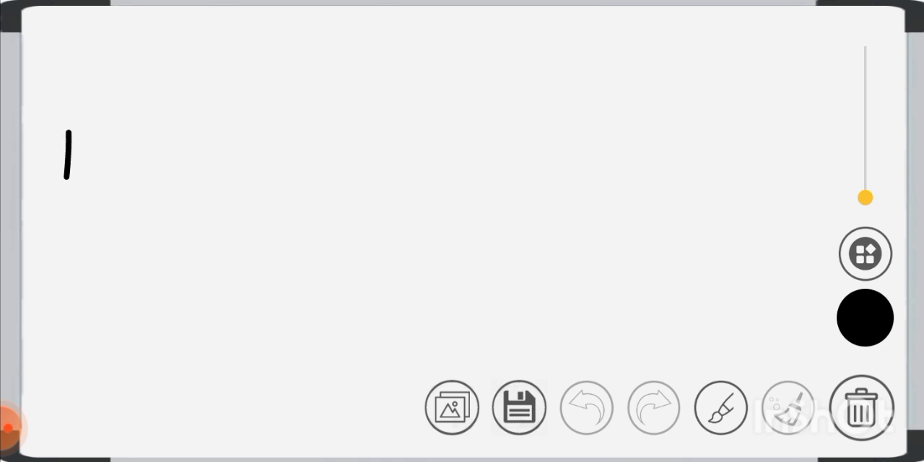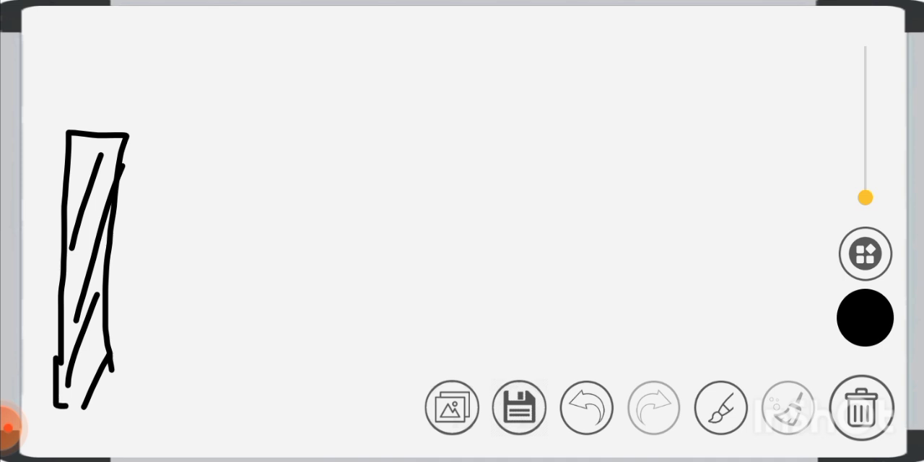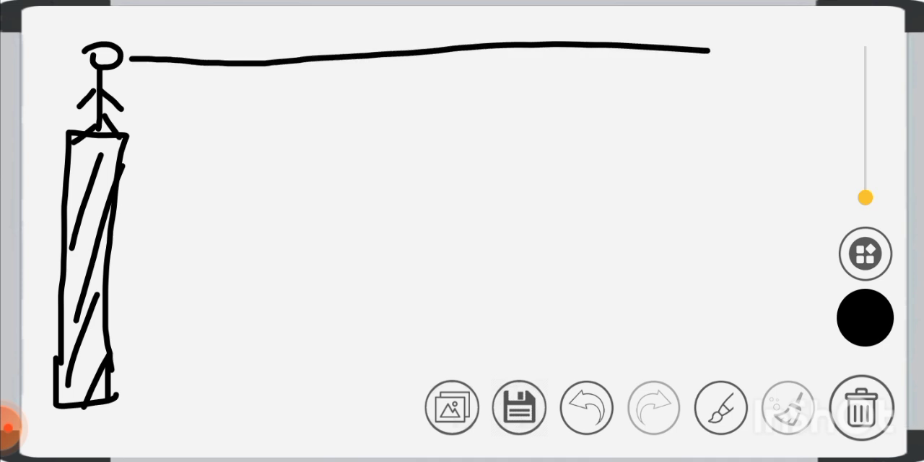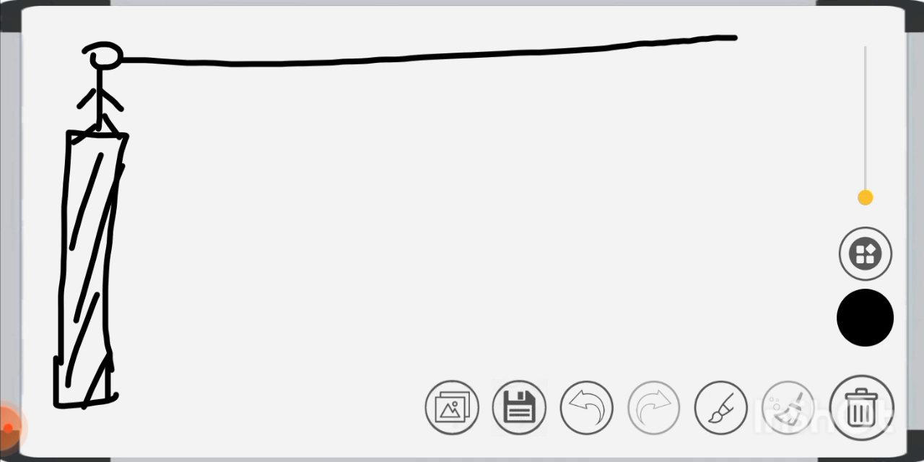Now, let's assume we have a very big tower in this place. Then somebody is on top of this tower. Now, two things can happen. This person can either be looking straight. If the observer is looking straight, there's no angle between this observer and the horizontal. So there's no angle of elevation and there's no angle of depression.